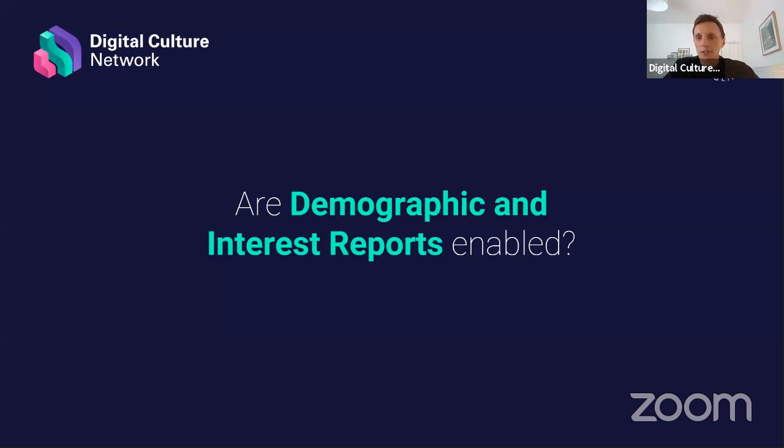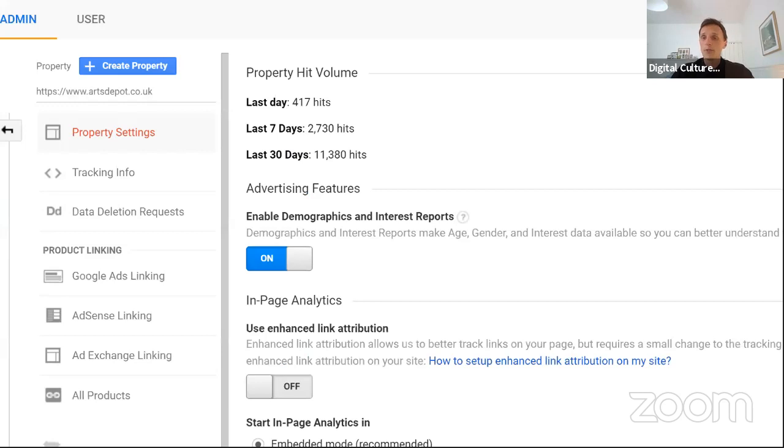The next slide, sorry, the next question is, are demographic and interest reports enabled on your website? So to switch this on, in your property settings, this is part of Google's advertising features. So there might be a change to your privacy policy and the cookies that you're setting, your notices about that. I'll send some information in the resources. Now, it's a toggle button, so you just toggle that on.